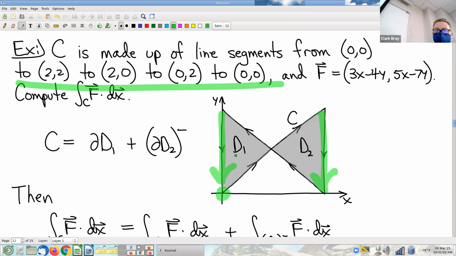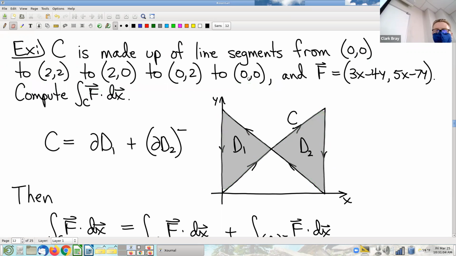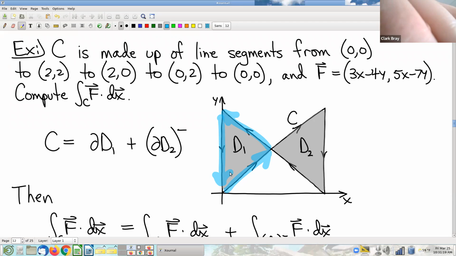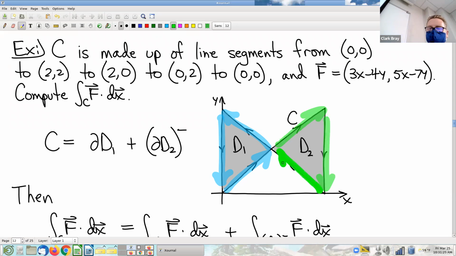And is this curve a boundary? Well, no, not really quite. But here's the thing. I can reinterpret this curve as being, this is going to seem like cheating, but this is fine. I'm going to reinterpret this curve as the sum of those 3 blue segments plus the sum of these 3 green segments. And the sum of the 3 blue segments, you will notice, is a boundary. It's literally the boundary, orientation and all, of D1.